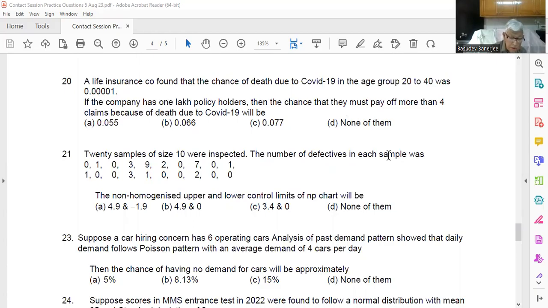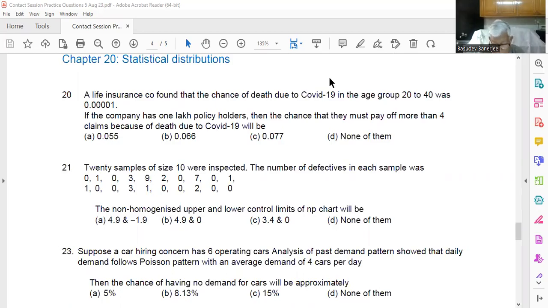Car hiring concern. Instead of 5 cars, I have given 6 operating cars. You see, that is what I told you. In the exam there will be differences. You cannot just copy from the book. There are 5 cars I gave you, here I have given 6 operating cars.